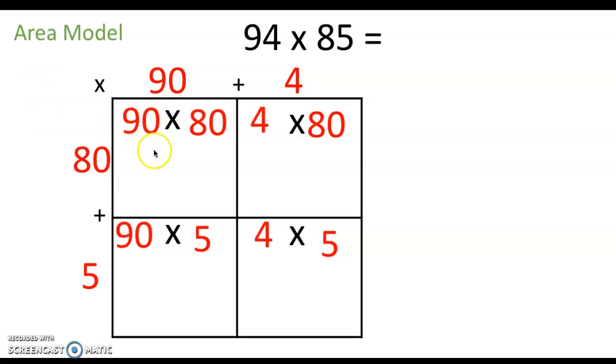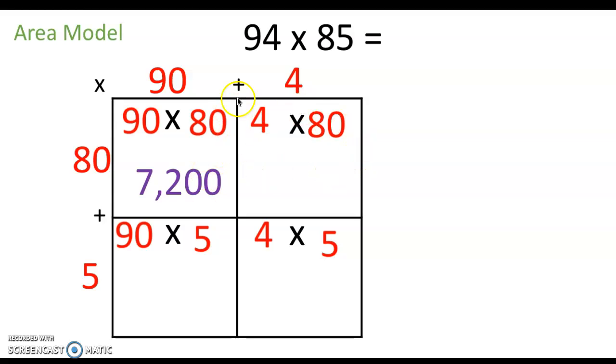So let's start in our first box. We have 90 times 80. So remember, ignore the zeros at first. 9 times 8 is 72. And then we need to add 2 more zeros on, giving us 7,200.